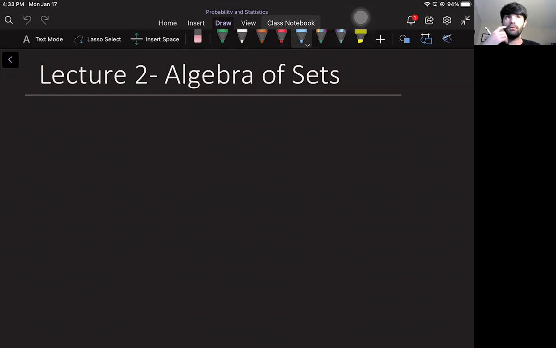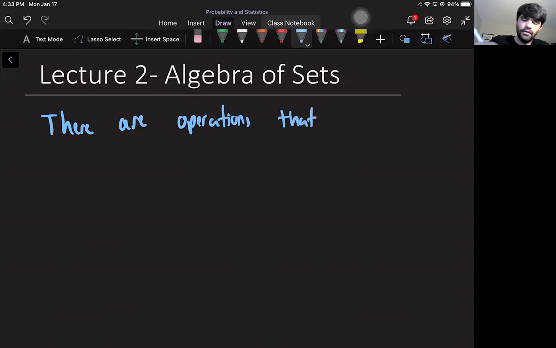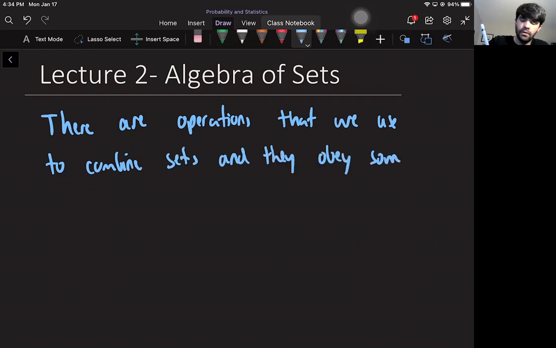So basically we're going to be talking about different ways you can put sets together. We should think about this sort of how we think about numbers. So there are operations that we use to combine sets or manipulate sets, and they obey some rules, just like for numbers.